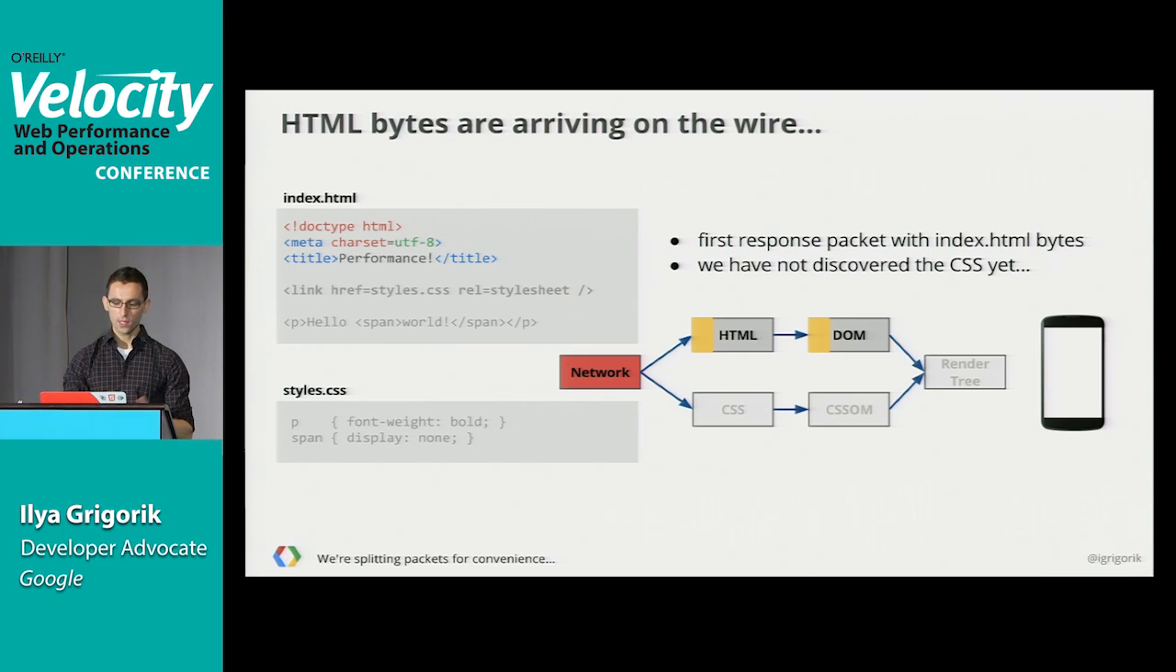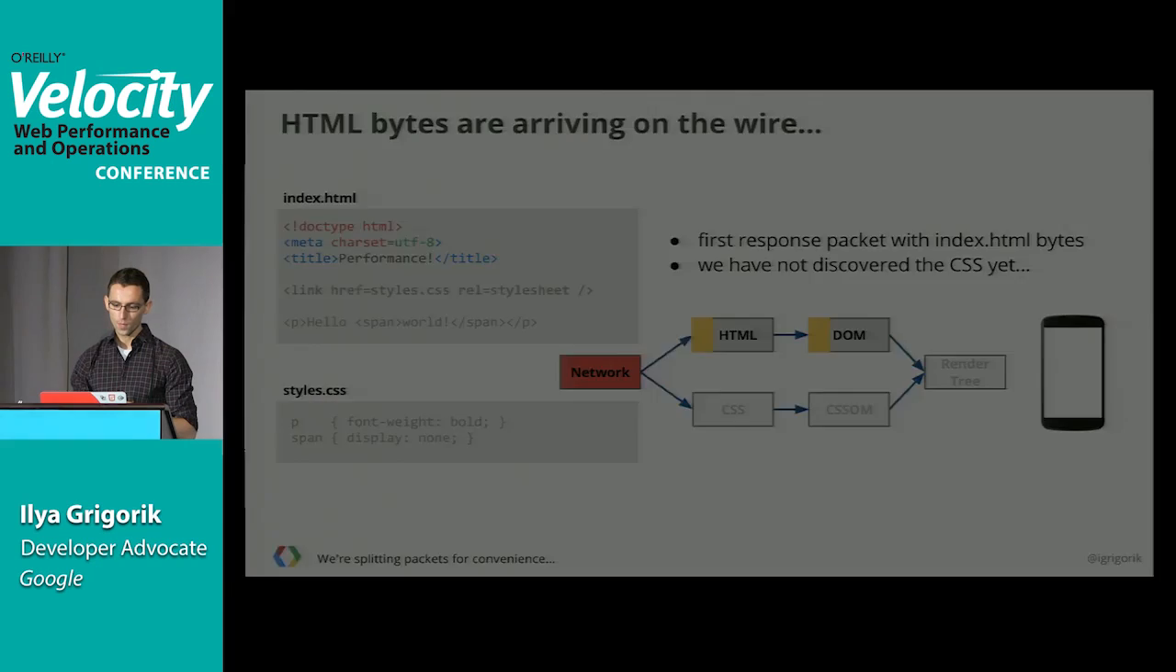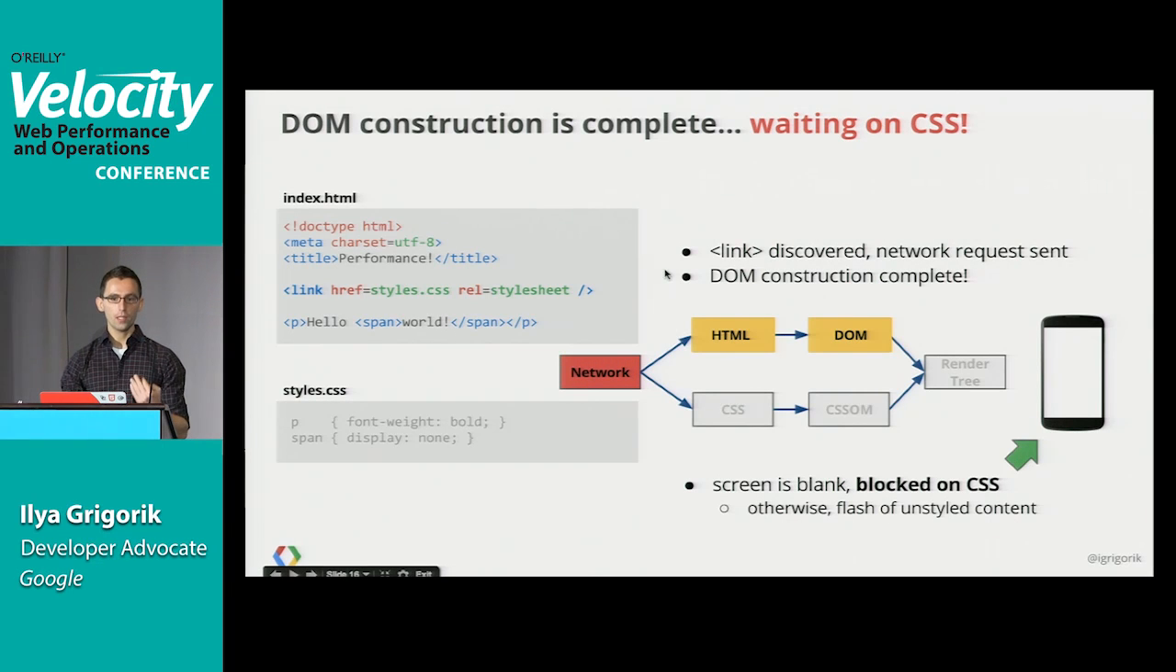So right now we haven't seen anything, right? But we already fetched some HTML and we started constructing the DOM. The phone screen is, of course, blank. There's nothing to show yet. Next, we get the remainder of the document, and at this point, we can actually discover that, hey, you're requesting a styles.css, which is an external resource, which means I need to dispatch another HTTP request to fetch this file. Now we have constructed our entire DOM, but we can't actually paint anything to the screen, right?